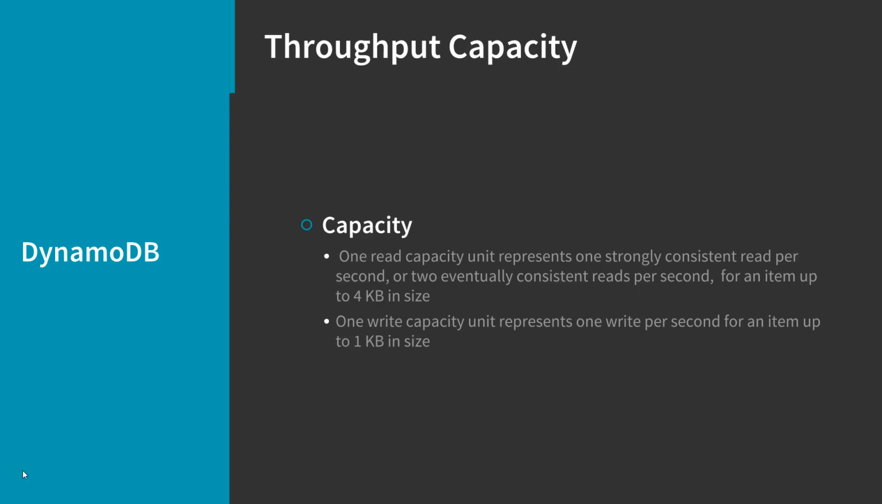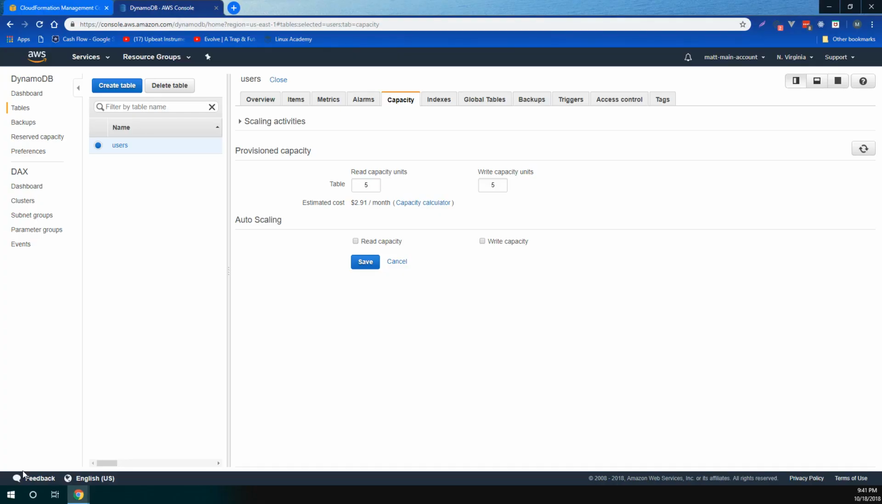So back to throughput capacity, let's say, for example, that you create a table with 5 read capacity units and 5 write capacity units. With these settings, you could perform a strongly consistent read of up to 20 kilobytes per second, which is 4 kilobytes times 5 read capacity units. Or you could perform eventually consistent reads of up to 40 kilobytes per second, which is, of course, twice as much. And then finally, you could perform writes of up to 5 kilobytes per second, which is 1 kilobyte times 5 write capacity units.